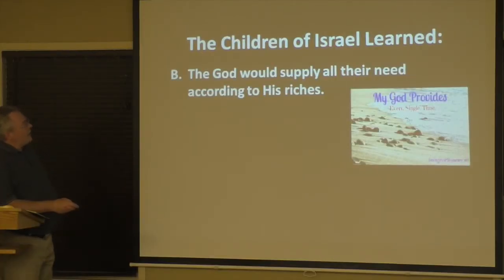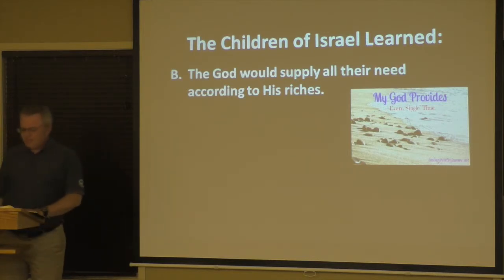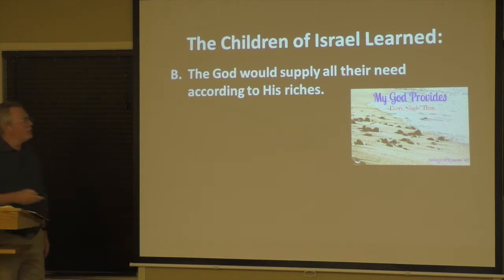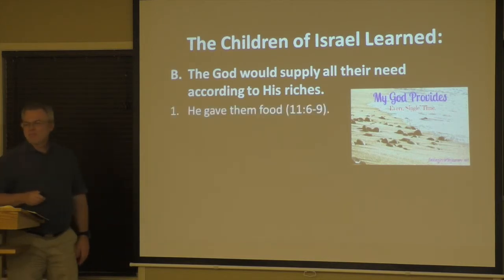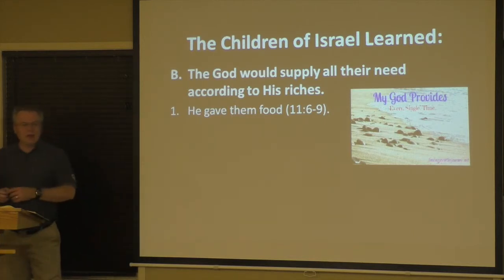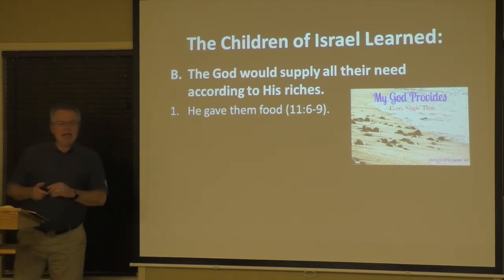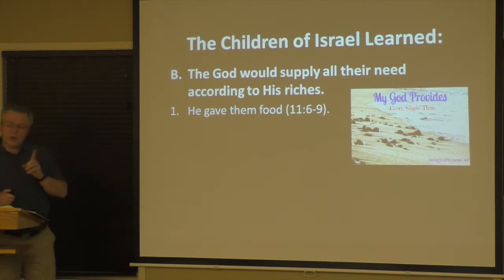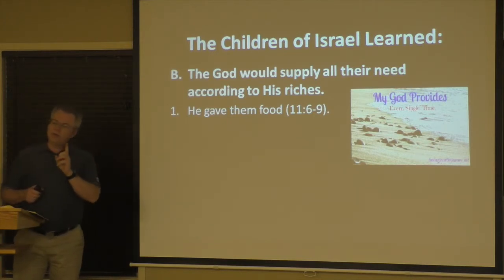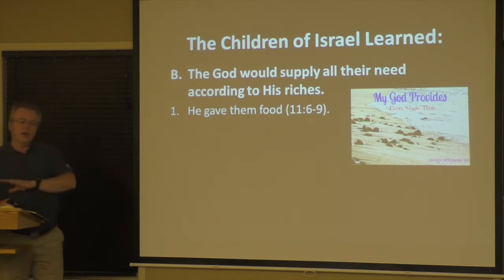They also learned that God would supply all their need according to his riches. It's here in the book of Numbers where we find that God provides them with food. Remember what kind of food it was? They called it manna, right? And every single morning, except for Sabbath morning, every single morning when they poked their nose out of the tent flap of their tent, they would find the ground covered with manna, enough to sustain them for the day. They didn't have to plant it. They didn't have to cultivate it. They didn't have to harvest it. It was there, made available for them.